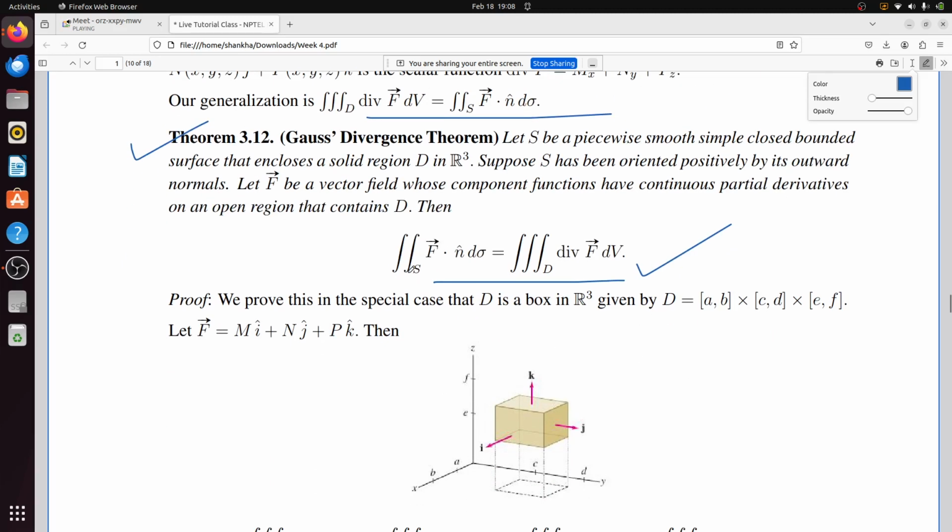Okay, so Gauss divergence theorem: let S be a piecewise smooth simple closed bounded surface that encloses a solid region D in R cube. Suppose S has been oriented positively by its outward normals. Let F be a vector field whose component functions have continuous partial derivatives on an open region that contains D. Then the integration over S of F dot n d sigma equals the integration over D of divergence of F dV. So just go through this. Okay, so this is the case of Gauss's divergence theorem. Gauss divergence theorem gives relationship between surface integration and volume integration.